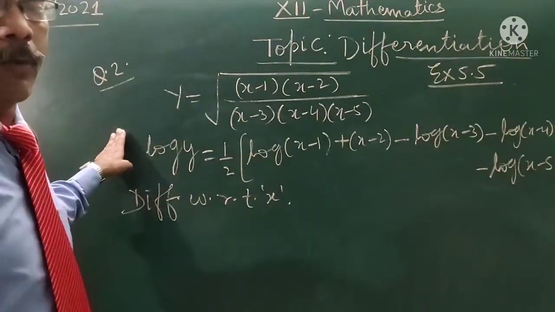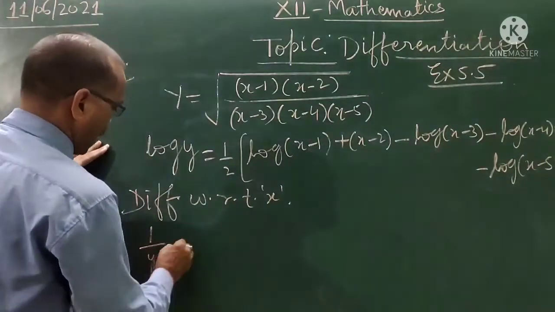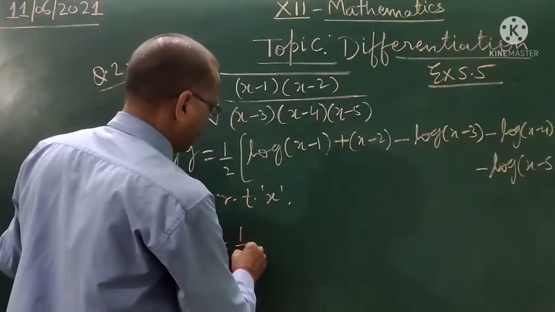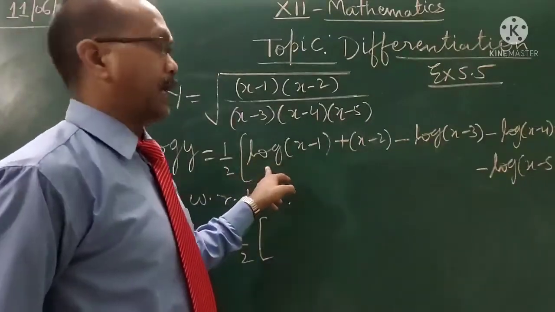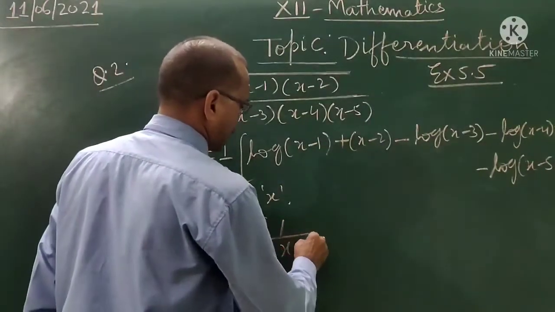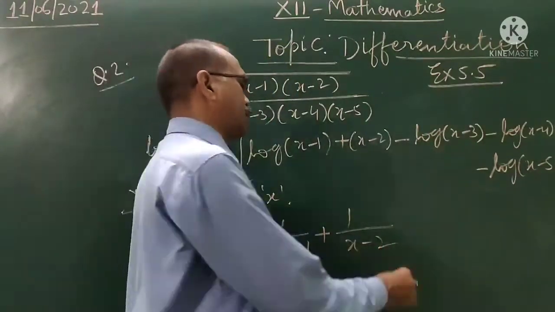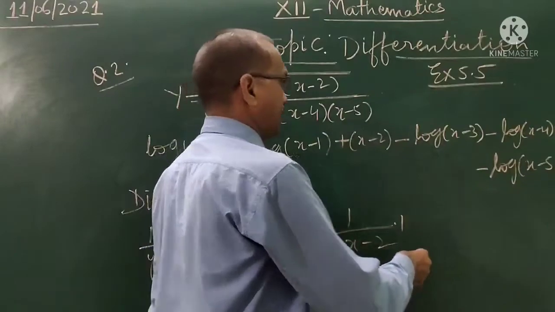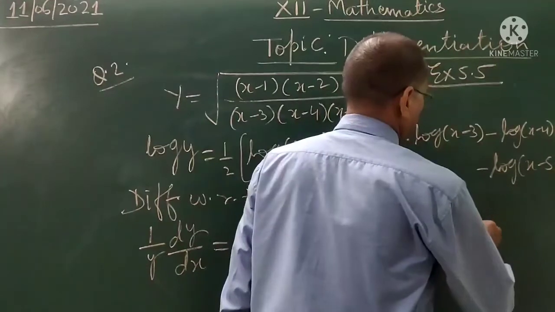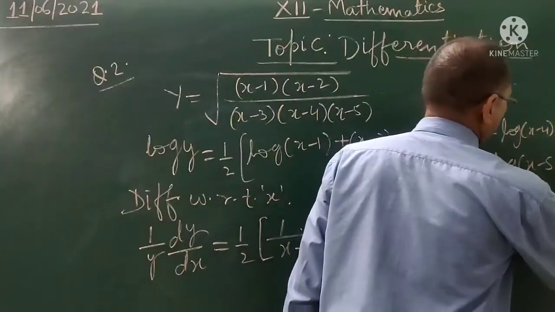So derivative of log y is 1 upon y into dy over dx. So it is 1 upon y dy over dx is equal to 1 upon 2. Derivative of log x is 1 upon x. So it is 1 upon x minus 1, plus 1 upon x minus 2, and derivative of x minus 2 is 1, minus 1 upon x minus 3 into 1, minus 1 upon x minus 4, minus 1 upon x minus 5.